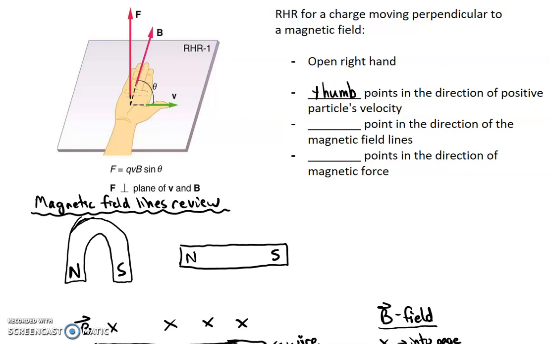The direction of the magnetic field lines is what your fingers are going to point into, and your palm faces or points in the direction of the magnetic field. So you should have that written down as your note to indicate that rule. Before we go any further, let's quickly review magnetic field lines, and then we'll see how this works in a couple of diagrams.